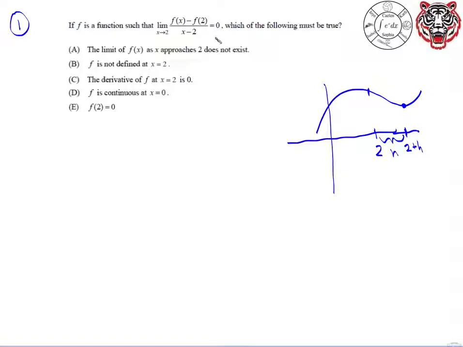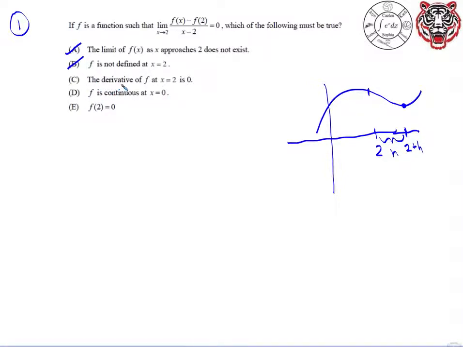All right, so which of the following must be true? This limit does not exist. Most people would say, oh, that has a 0 in the denominator, it cannot exist, but no, that's not right. This is the derivative. It does exist. F is not defined at x equals 2. For the derivative to exist, you have to be defined at 2. So this is the opposite of true.